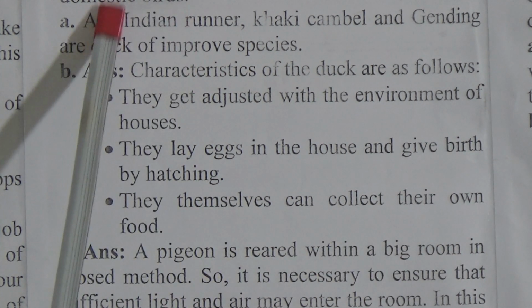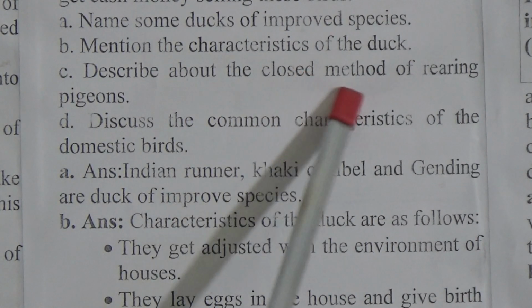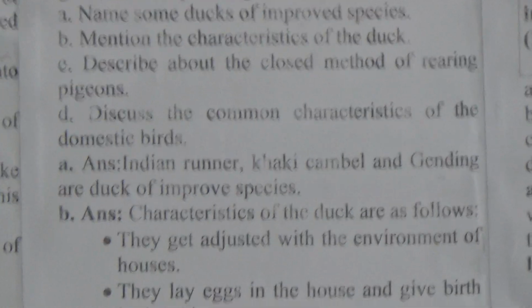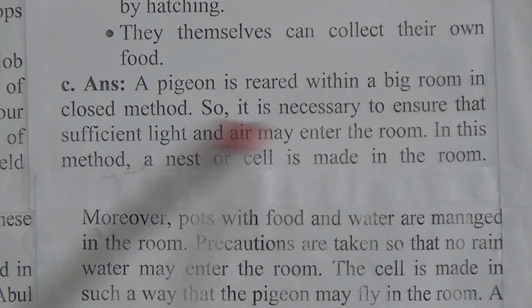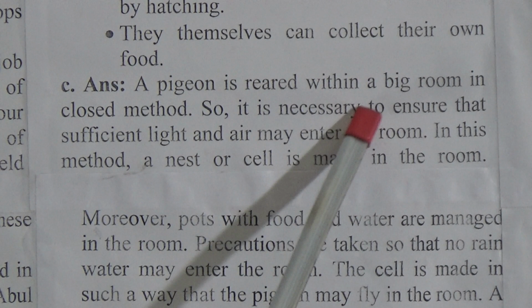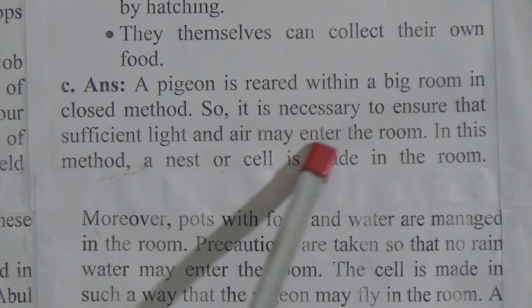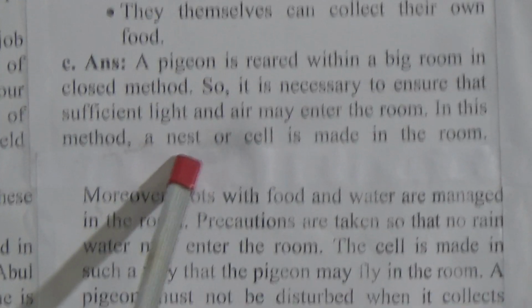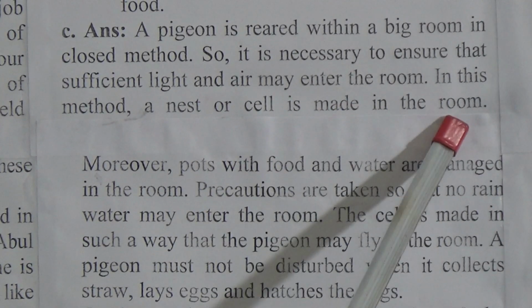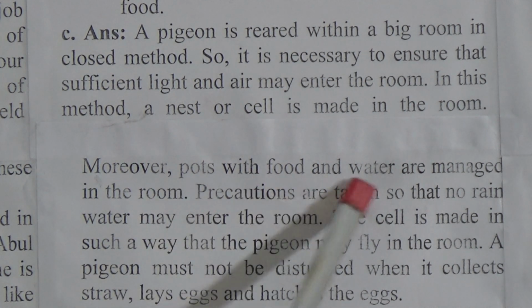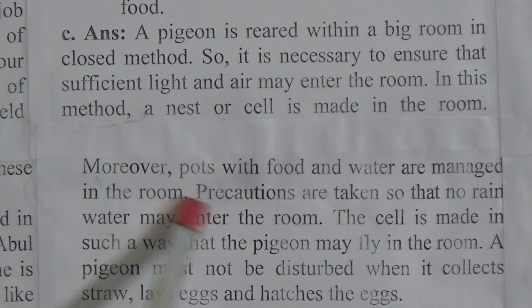And number C, describe the closed method of rearing pigeons. Okay, a pigeon is reared within a big room in closed method, so it is necessary to ensure that sufficient light and air may enter the room. In this method, a nest or cell is made in the room. Moreover, pots with food and water are managed in the room.